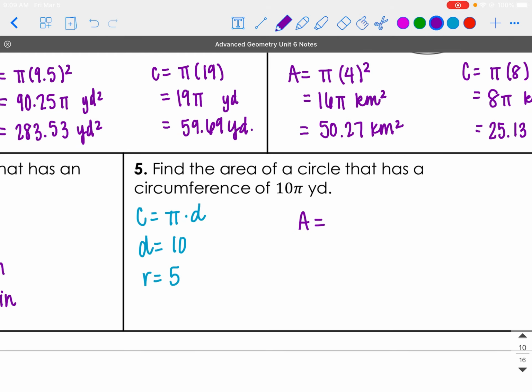So area of a circle is pi times r squared. So it's 25 pi yards squared. And if we actually multiply that out, we get 78.54 yards squared.